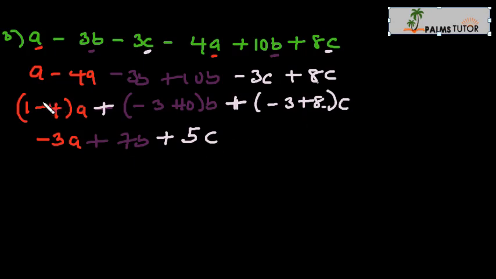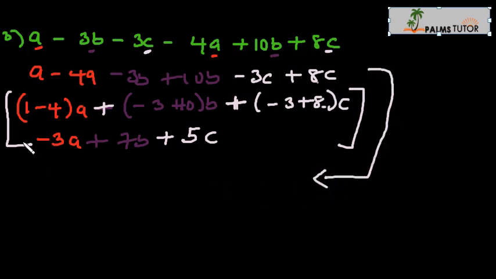But to cut all of this short, in case you are solving an objective question, you can just solve it straightforward from here. So here you can have something like a minus 4a, which is minus 3a. Minus 3b plus 10b is plus 7b. And minus 3c plus 8c is plus 5c. So you may not have to combine all of these together as I have shown here.